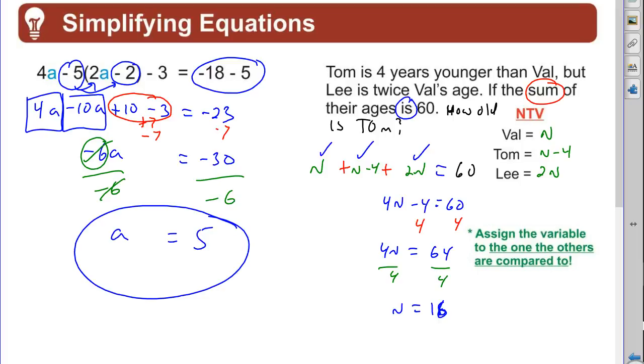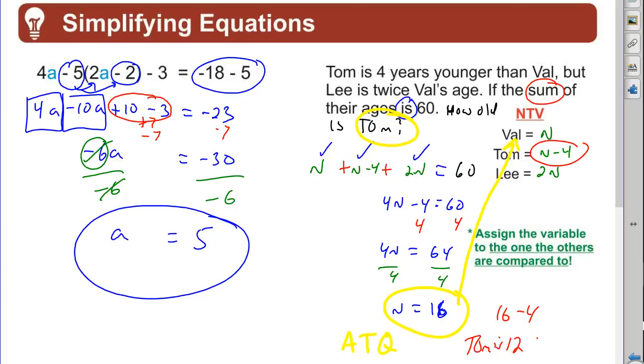Now, one last thing. Remember always to ATQ. Answer the question. Some of you don't think you need a chart, and I'm telling you need a chart, because what is N? N is Val. What does the question want? Tom. How do you get Tom? Well, it's easy. Do Val 16 minus 4, and guess what? Tom is 12. Hey, a little bit of fun. You can do it too if you follow these tips.